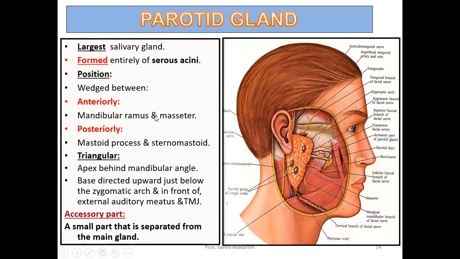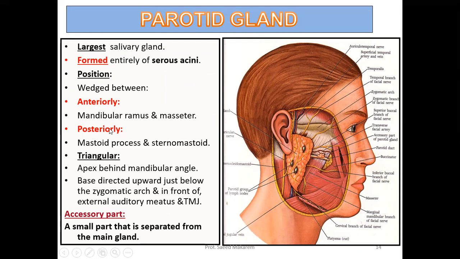anteriorly the mandibular ramus and the masseter. So anteriorly we have this muscle called the masseter. So you can see this is the masseter, as well as the mandibular ramus. Mandible has different parts. One is called the body and the ramus. Ramus is in the front. Okay, so here will be the ramus as well as the masseter muscle. This is the masseter muscle here.